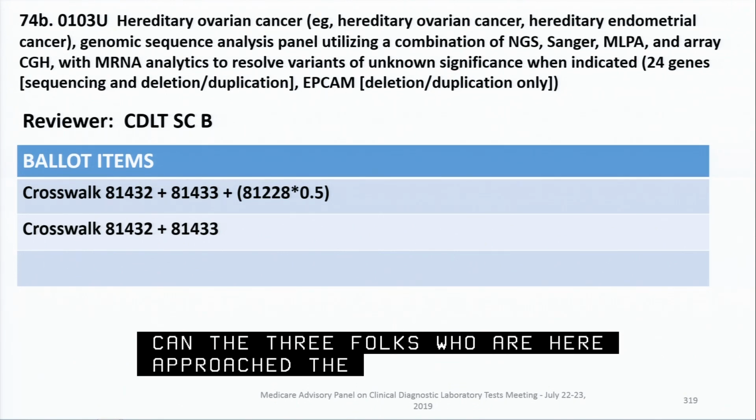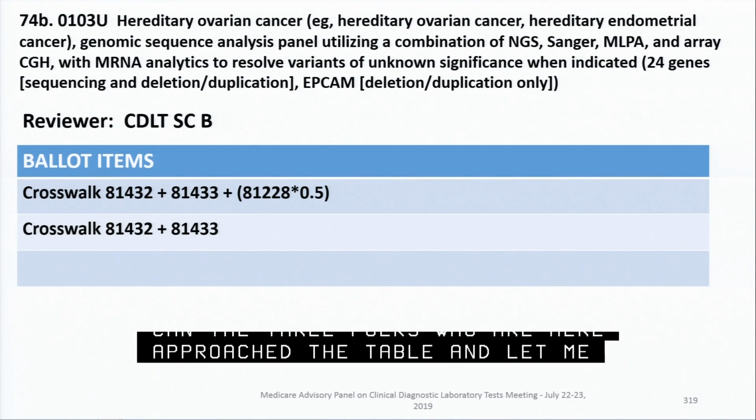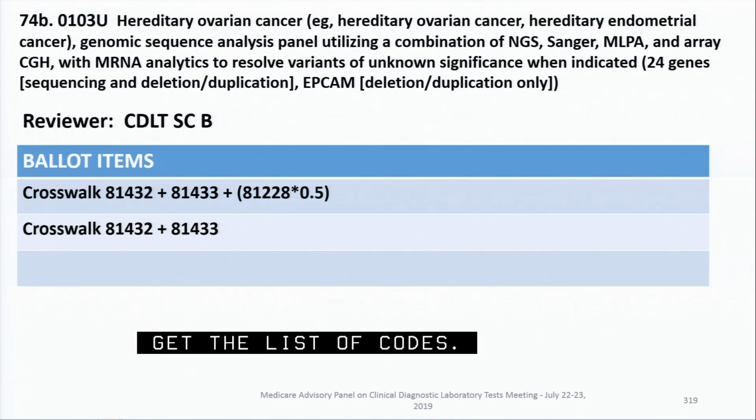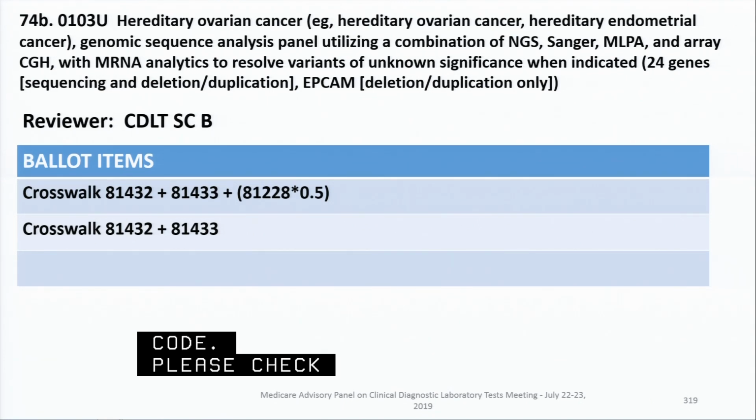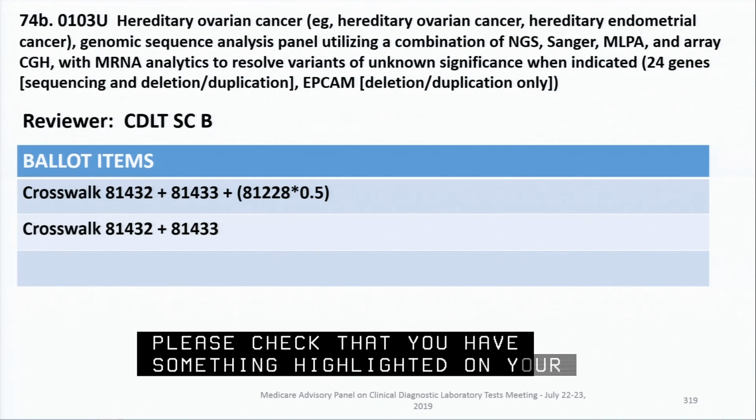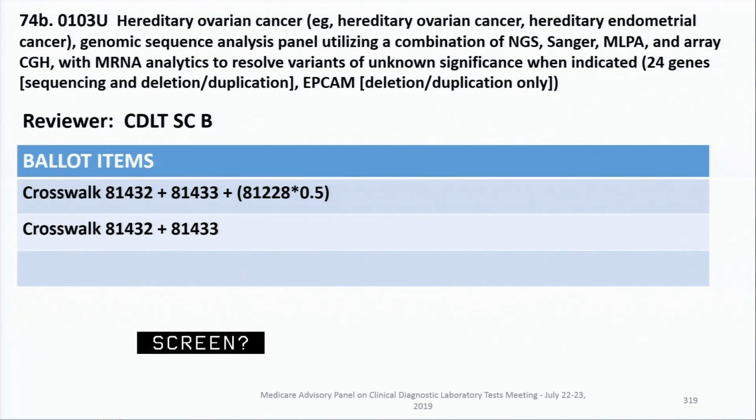codes. Before anybody goes anywhere, though, we're missing one vote on this last code. Can you please check that you do have something highlighted on your screen? Thank you. Now you may go. So we will reconvene at 11:23.